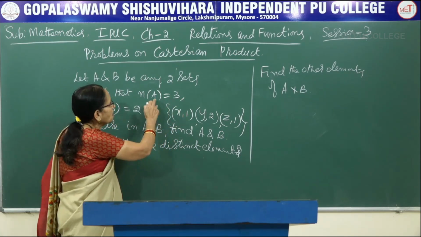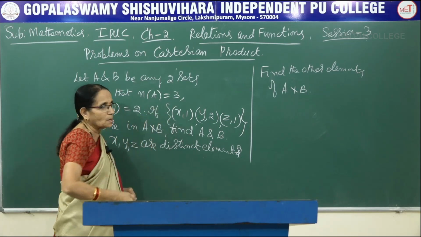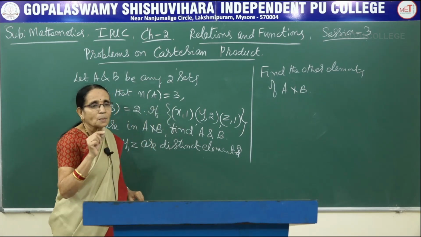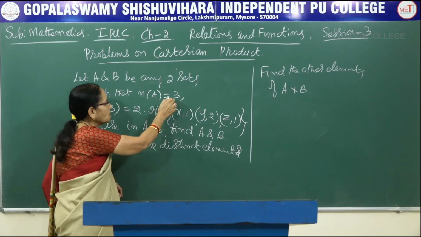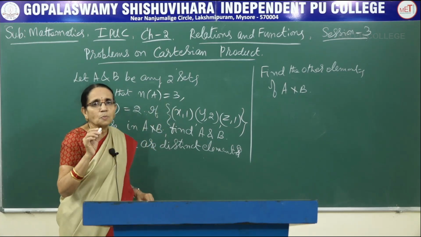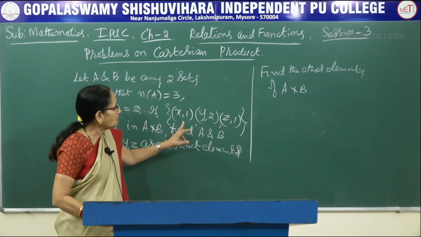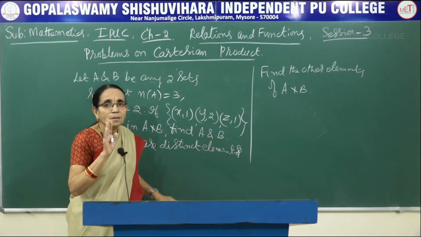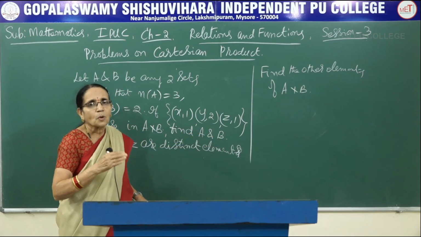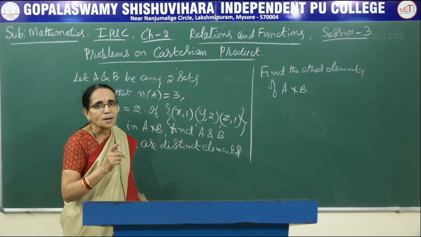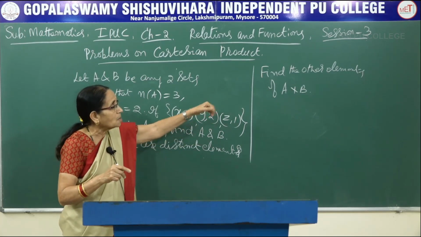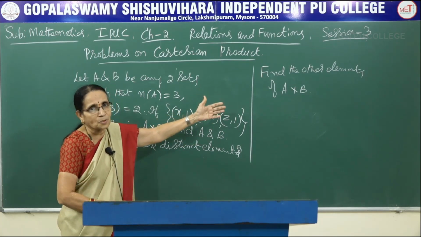Look here, when A is having 3 and B is having 2 elements, what is the total number of elements present in A cross B? 3 into 2, there would be 6 elements. How many elements have been given to us? Only 3 elements have been given. So, what we have to do is calculate the remaining 3. That is what we have to get in the second part of the problem.